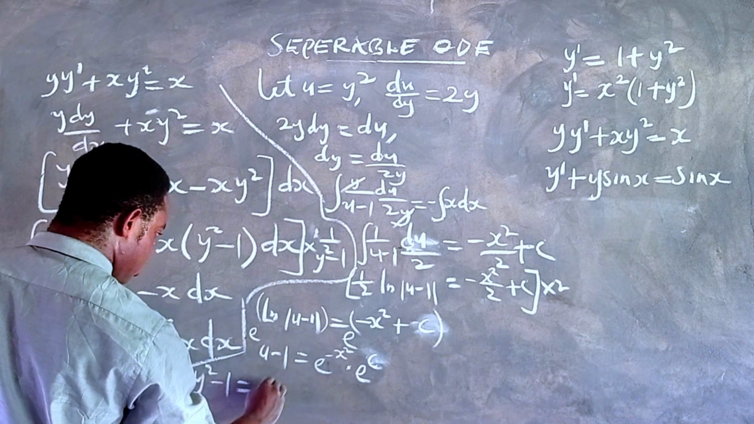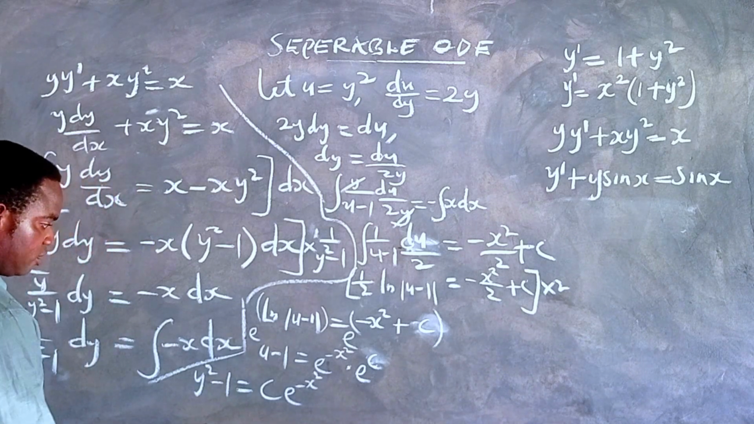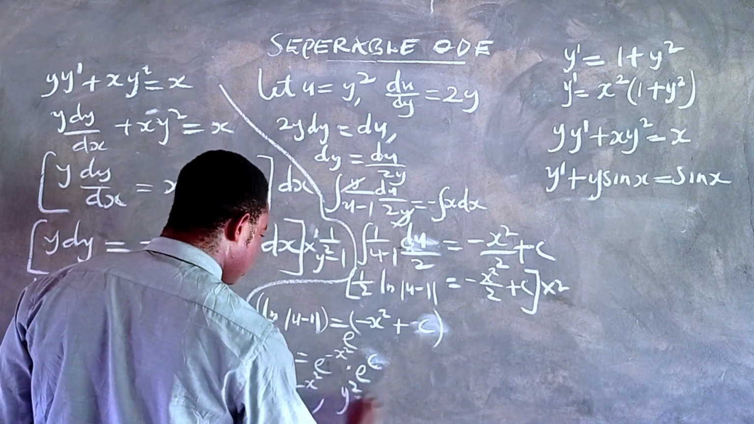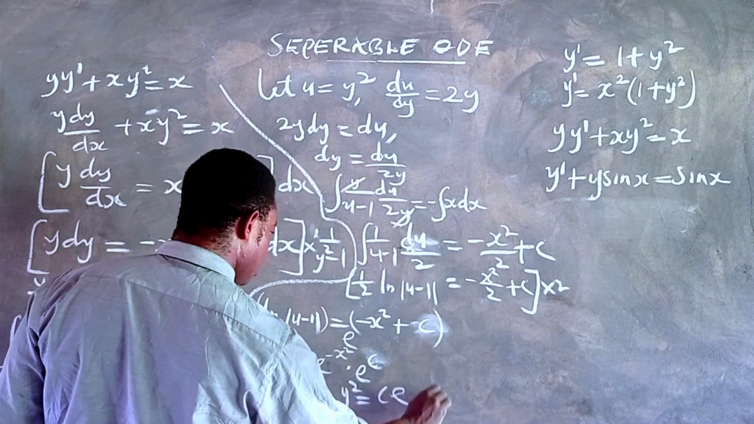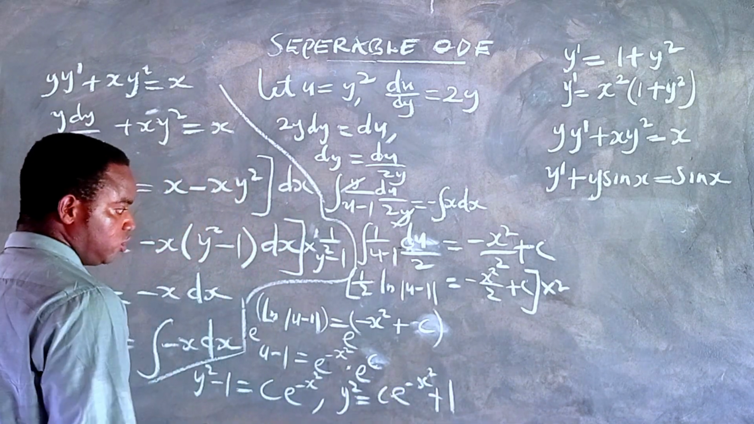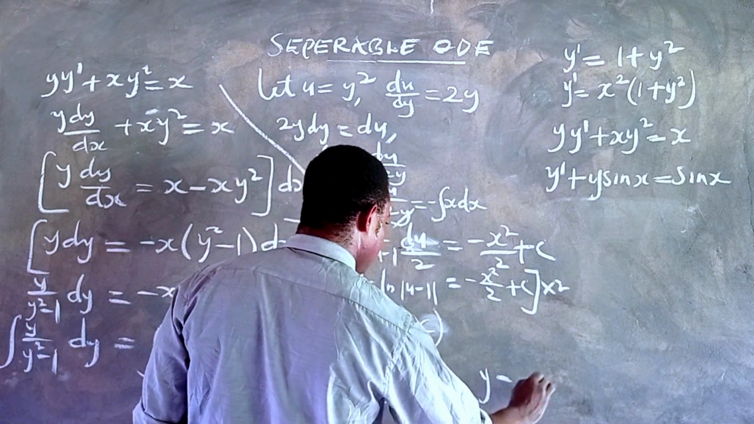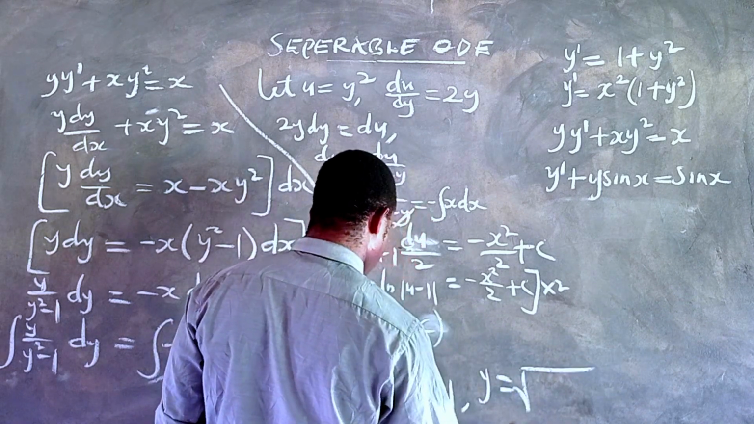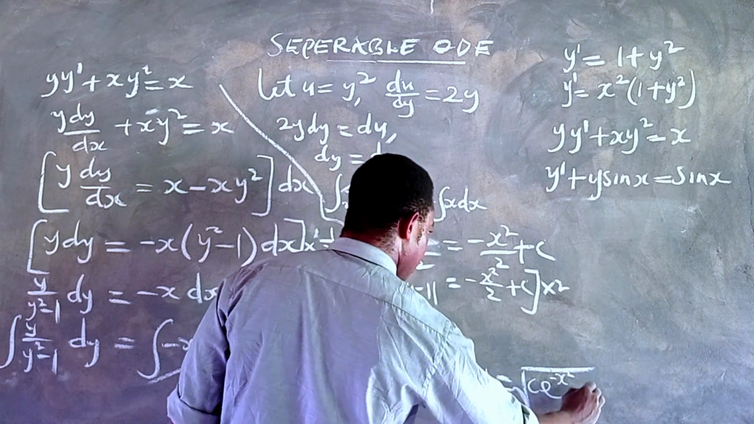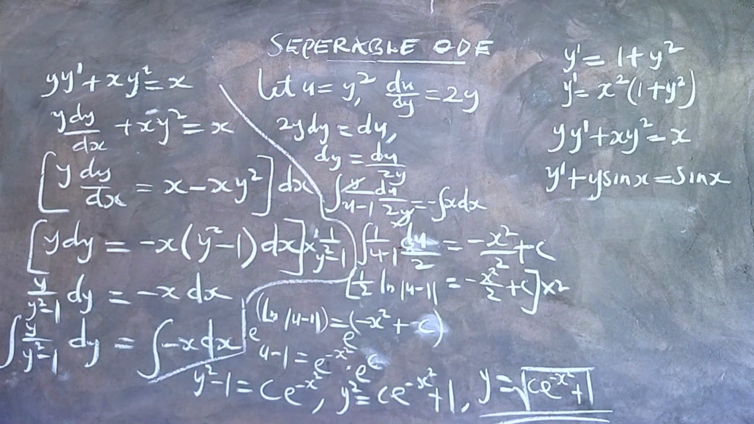So we have y raised to power 2 minus 1 is equal to c e raised to power negative x raised to power 2. Right? To clean things up some more, we add 1 to both sides, so we have y raised to power 2 equals c e raised to power negative x raised to power 2 plus 1. To get y by itself, we square root both sides, and we have y is equal to the square root of c e raised to power negative x raised to power 2 plus 1. And there you have it. That's the general solution for that differential equation.